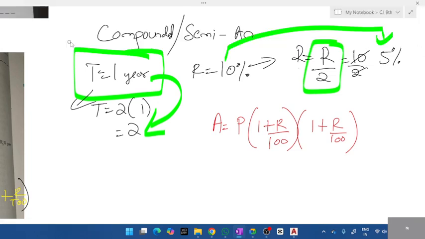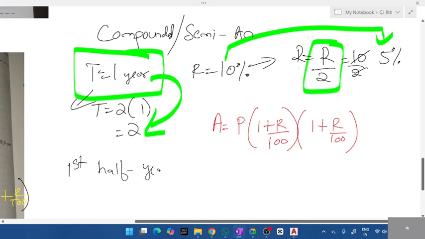Now look here. Without the formula, time is 2 years. So you have to use the first half year. You have to show this first half year calculation. First half year, interest is equal to P into time, which is 1, into rate, which is 5, divided by 100.